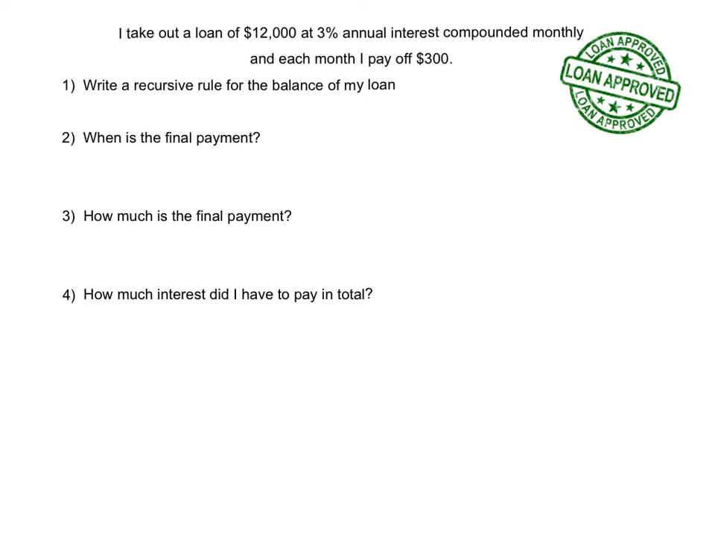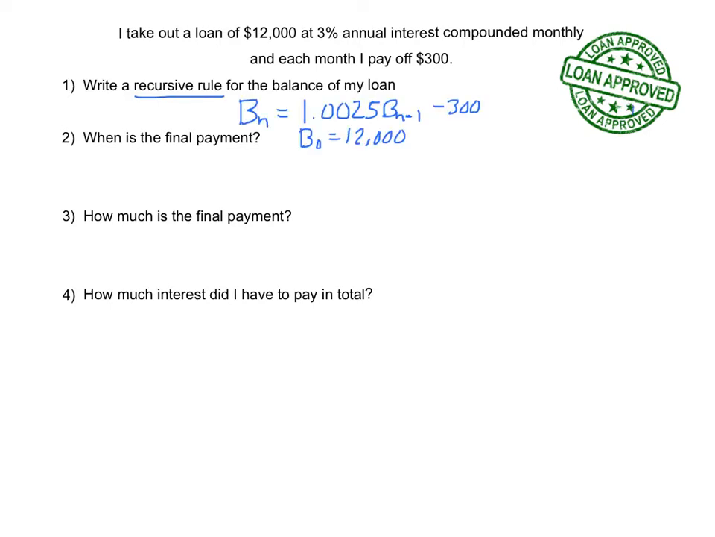Hello there. In this video we're going to do a compound interest problem where I take out a loan starting at $12,000, 3% annual interest compounded monthly, and each month I'm going to pay off $300. So first thing to do is write a recursive rule for the balance of the loan.